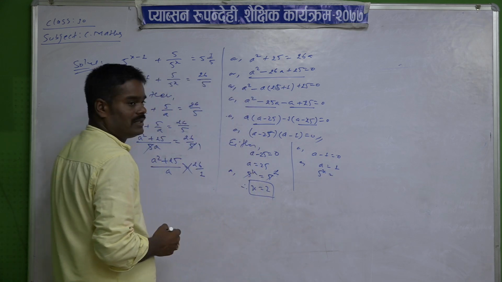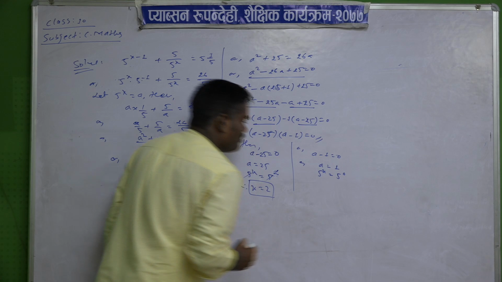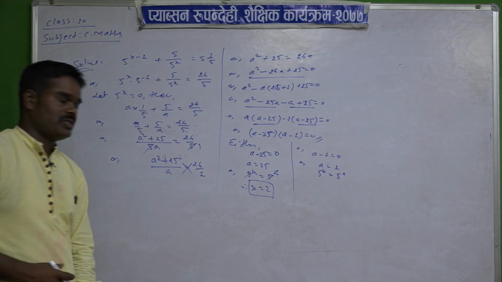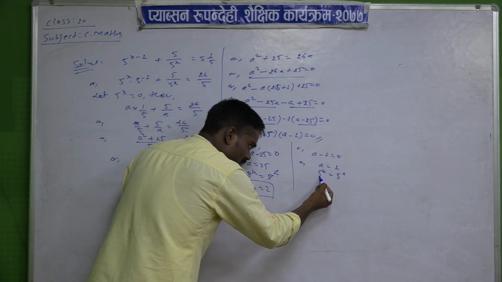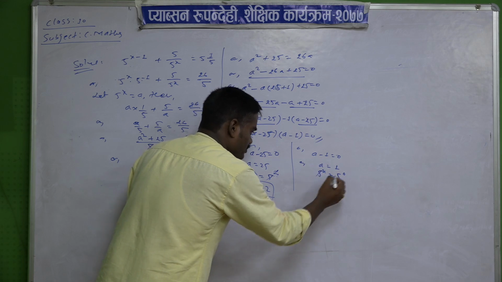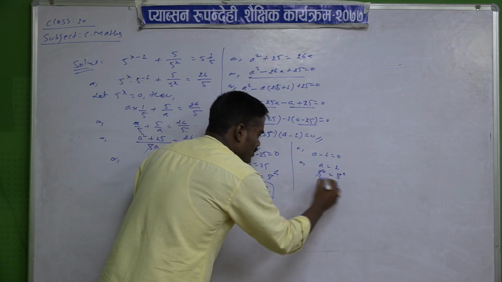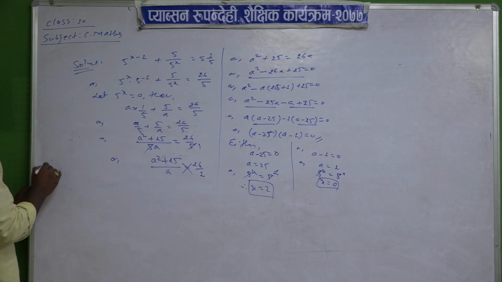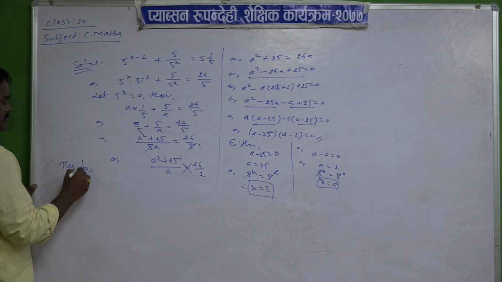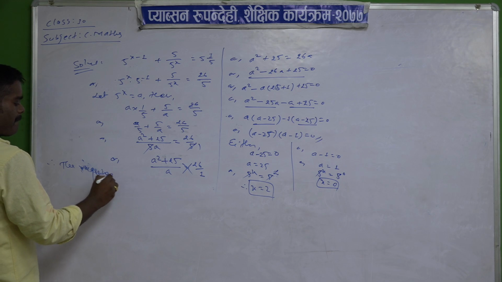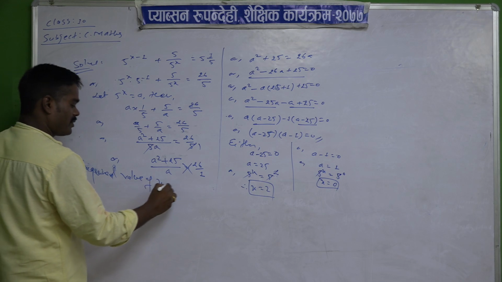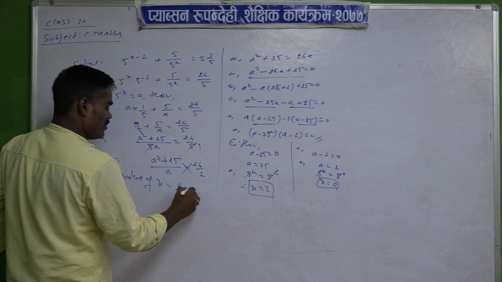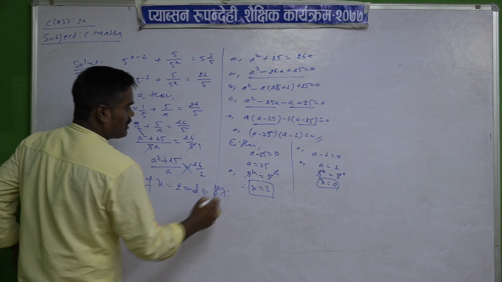So, the value of a is 5 power x. You can write 1 as 5 power 0, because 5 power 0 means 1. Here the base is 5, so we write 5 power 0. If the base were 4, we would write 4 power 0. So, this cancels, x equal to 0. Therefore, the required value of x is 2 and 0. This is the answer.